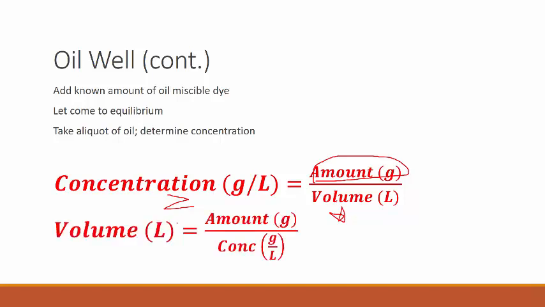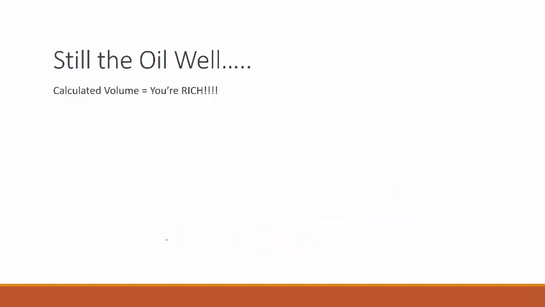We want to know how many liters of oil we have. So if we rearrange this, volume in liters will be equal to the amount of dye we put in divided by the concentration of that aliquot, right? And then we'll end up with our volume. Everybody good with this? Okay. So you calculate the volume and you are rich. You pump out the oil, but it's much less than you had calculated.